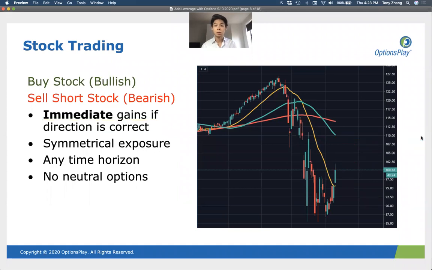There's only one limitation when you trade stocks. It's the fact that you have no neutral options. So if you think a stock's going to trade sideways, you think it's going to go a little higher, a little lower, but you think it's going to end up in the same place a month from now, there's no way for you to make money on that specific trade. So that's what you get when you're trading stocks.